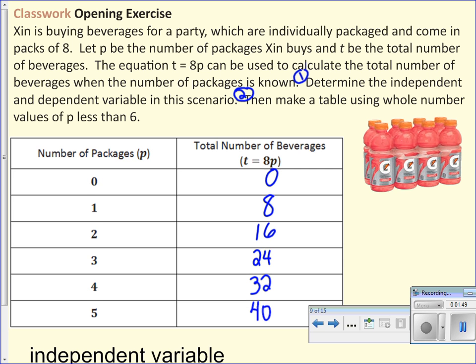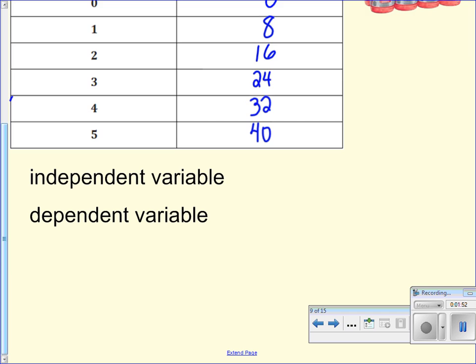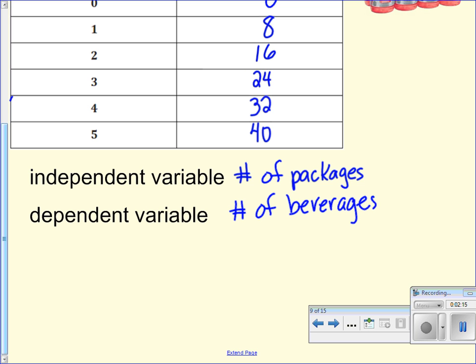Okay. So what is my independent variable? What is my independent variable? You have to write this on the side next to your table. So the dependent variable, because the number of beverages depends upon the number of packages. I don't know how many beverages until I know the number of packages. Any questions on that?